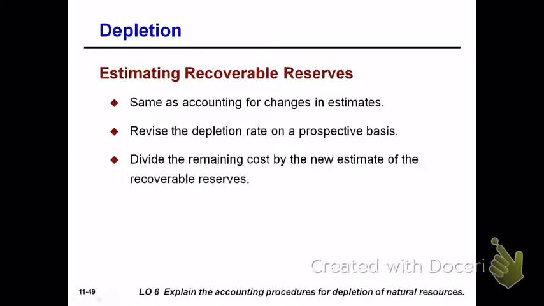They have to estimate the recoverable resources, and that estimate often changes as they're doing the mining or the lumber activities. So it's the same process as when you have changes in estimates for depreciation. You have to revise the depreciation rate. It's done on a prospective basis. You take what you have that's undepleted to date and then apply the new expected units to be recovered.